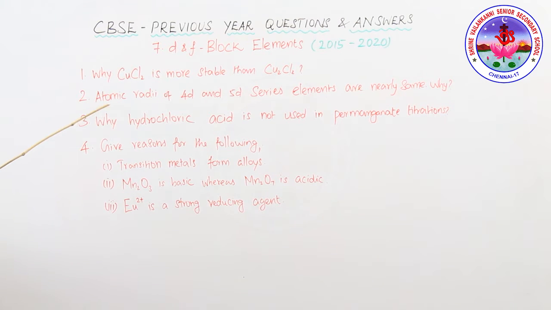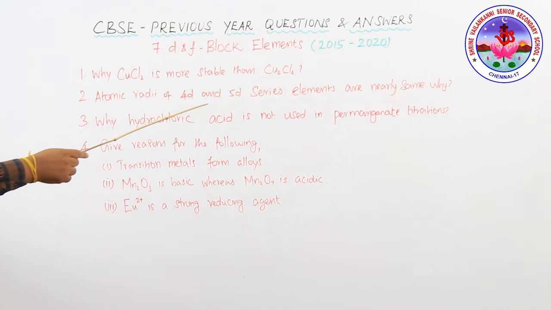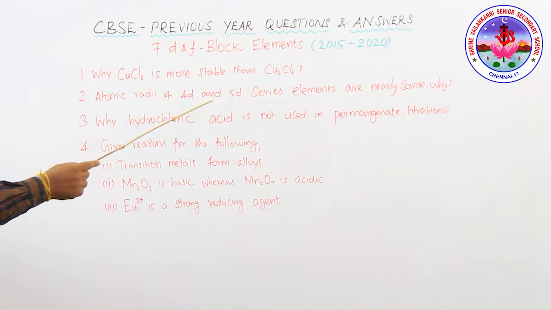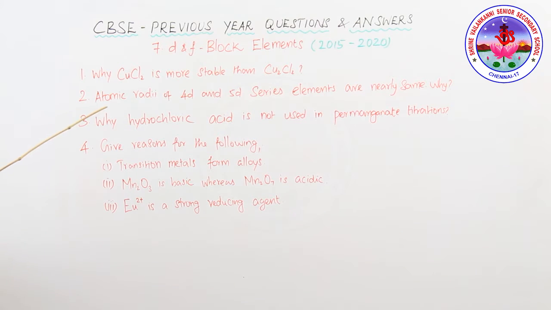Then the second question. The atomic radii of the 4d and 5d series elements are nearly the same. Why? Here you can simply answer: due to the lanthanoid contraction. This is the main thing: due to the lanthanoid contraction, the effective nuclear charge increases. Therefore the atomic and ionic radii of the 4d and 5d series are nearly the same. So the key point is the lanthanoid contraction and the increase in effective nuclear charge.